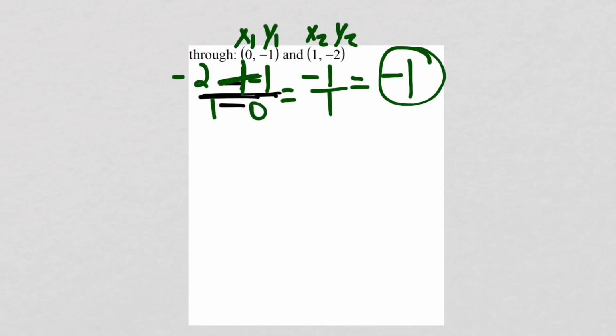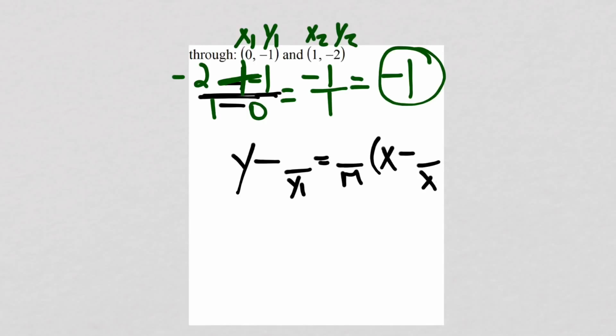Step 2 says I build it into point slope form, where my y minus my y1 goes like that. My m times the quantity of x minus my x1. And now I plug them in. y1 is a negative 1, m is a negative 1, and x1 is a 0.